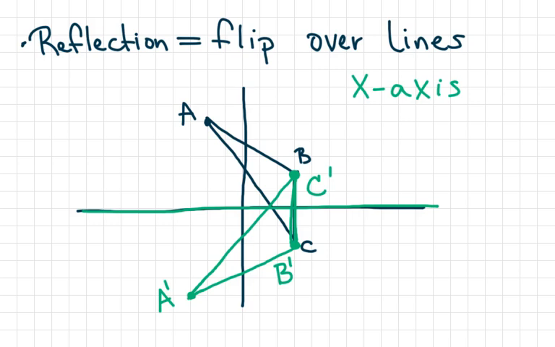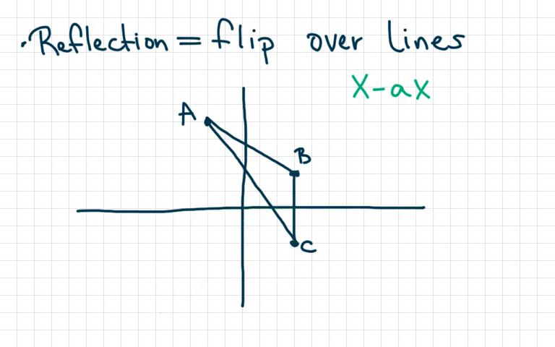The next thing I'm going to do, I'm going to erase all the green, and now I'm going to choose a different line to reflect things over. So let's reflect it over the line y equals 1.